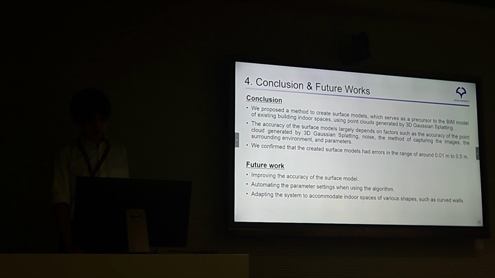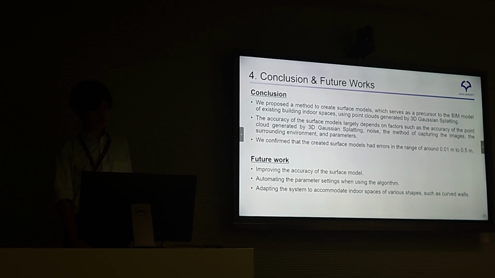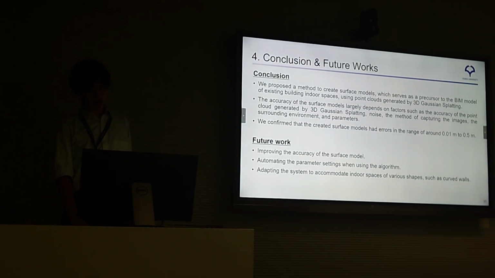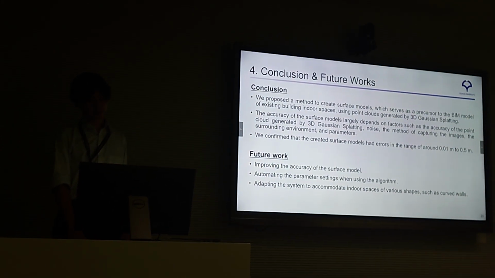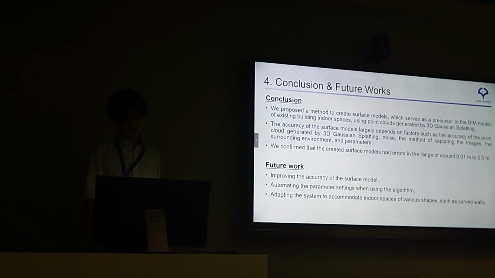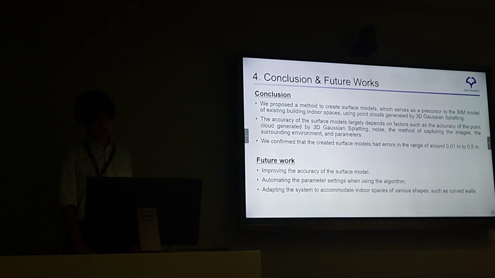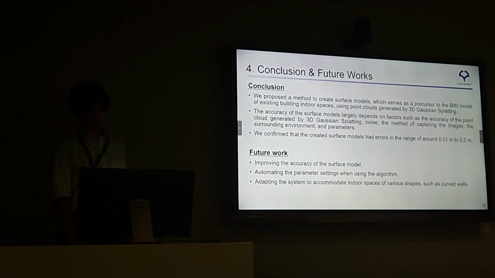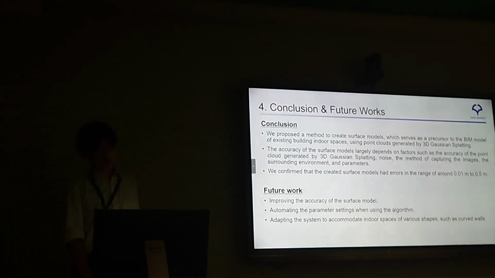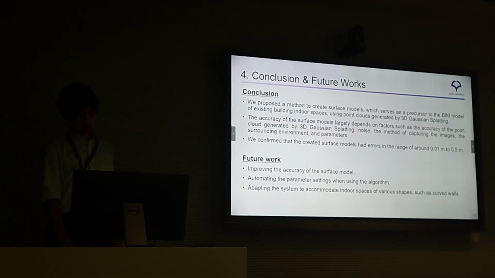We propose a method to create a surface model, which serves as a precursor to the BIM model of existing buildings, in indoor spaces using a point cloud generated by 3D Gaussian splatting. We confirm that the created surface models have errors in the range of around 0.01 meter to 0.5 meter, indicating potential issues during the point cloud acquisition stage.